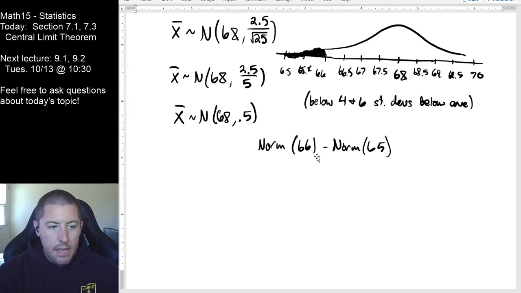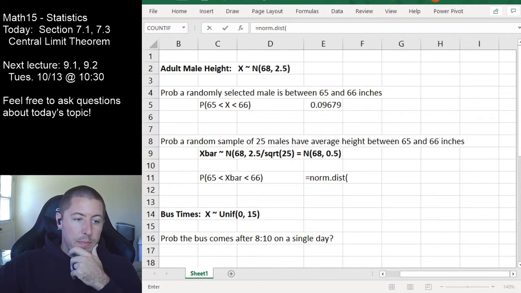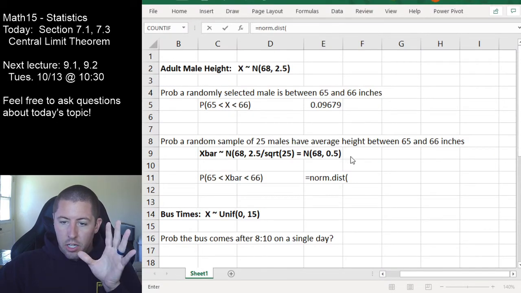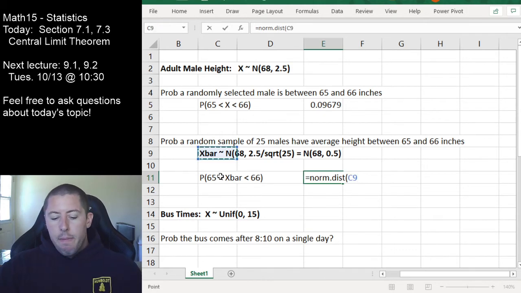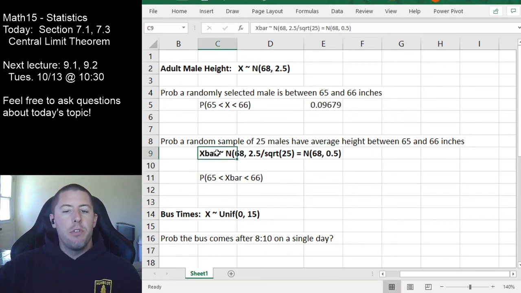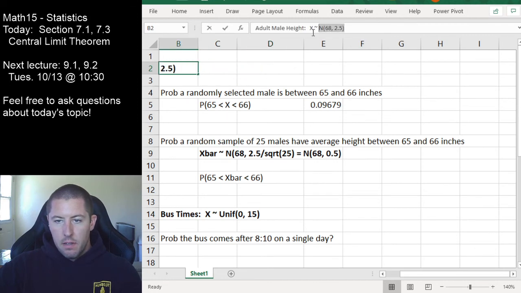Norm.dist. Our x value of interest. Okay. Now I'm typing over here, and we're all actually looking over here, and Excel is not going to do anything dumb to me. I needed to make my statement here that we're using a new distribution now. In fact, what I really almost should be doing is putting this right here.